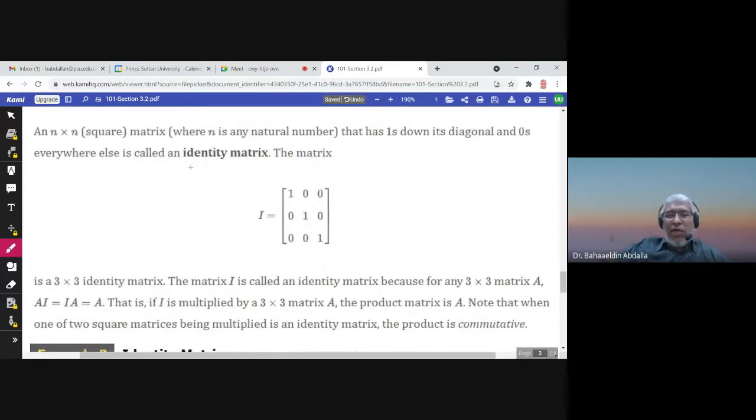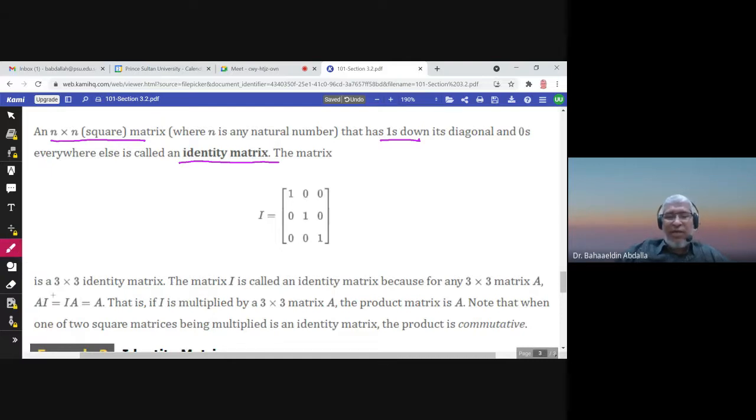Well, let us define the identity matrix. Identity matrix is a square matrix. It is n by n: 1 by 1, 2 by 2, 3 by 3. And it's defined like this. This is called the diagonal. The diagonal must be 1. Any entry in the diagonal is 1 and 0 everywhere else. So if we have this matrix, we call it identity matrix.